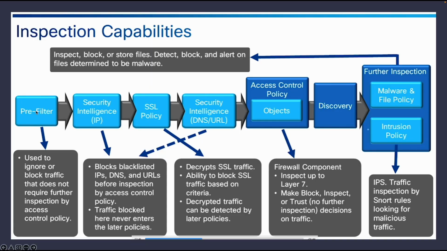There are some more details that I will show you guys, but basically we use it either to ignore further inspection, or to block some specific traffic at the first moment, right? The first check is the pre-filter. Then we go with the security intelligence for IP. For security intelligence, FMC and FTD download the feed list from Cisco Talos.